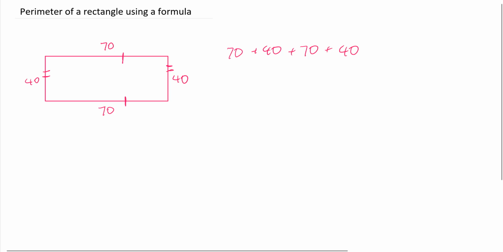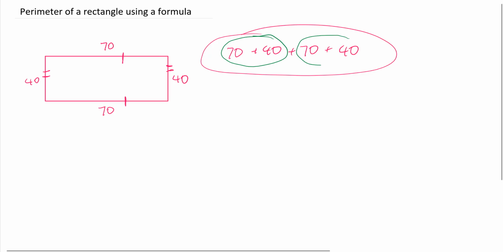When we look at what we've written up here, you will notice that we can probably divide it into two parts that look exactly the same. We've got a 70 plus a 40 here and a 70 plus a 40 here. So really when we look at that all together, we've got two lots of 70 plus 40. So what we can write is when we've got two lots that are exactly the same, we can use a multiply. So we can go 2 times.